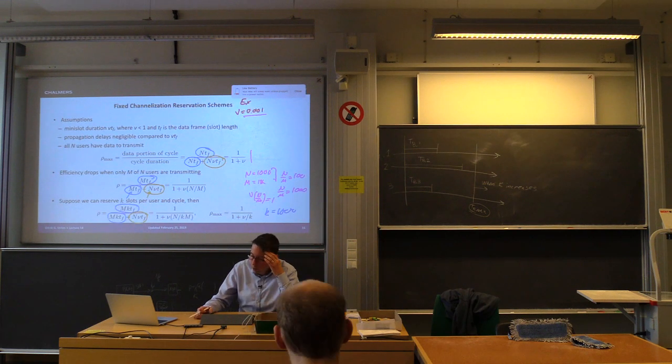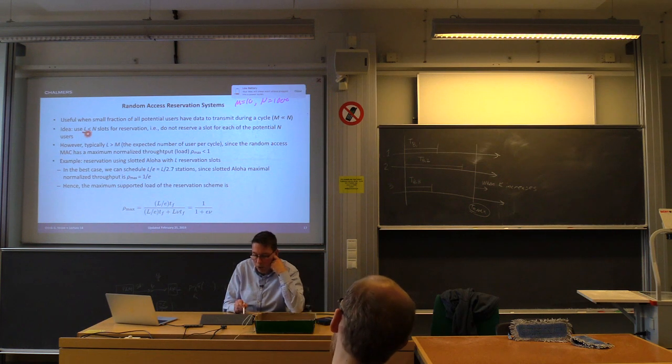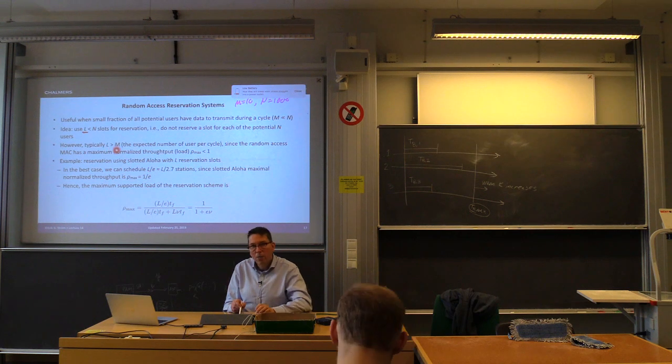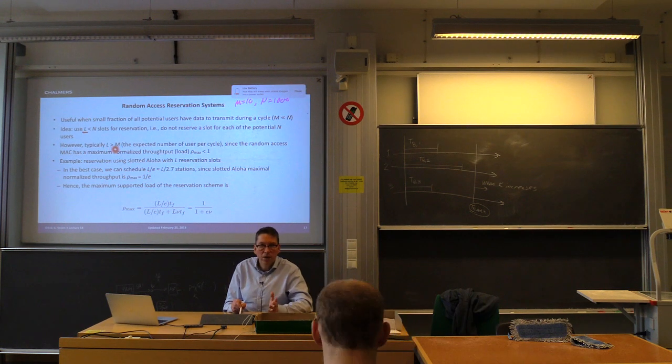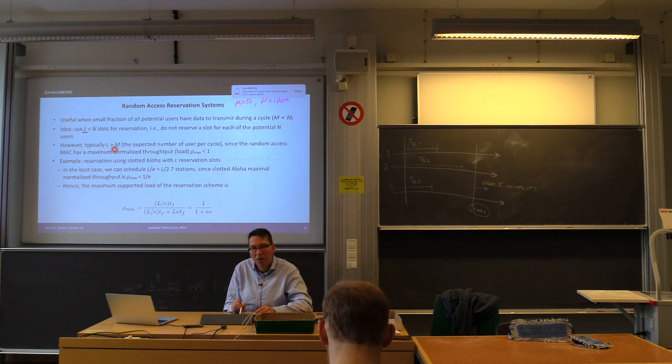Okay, so the idea then is that we use L slots, which is less than N, for reservation. And since M is the expected number of users that will ask for a data slot, L must be larger than M. As a matter of fact, it might be substantially larger than M.